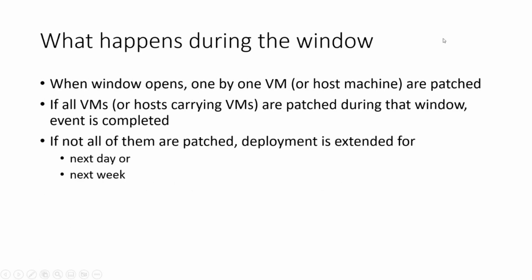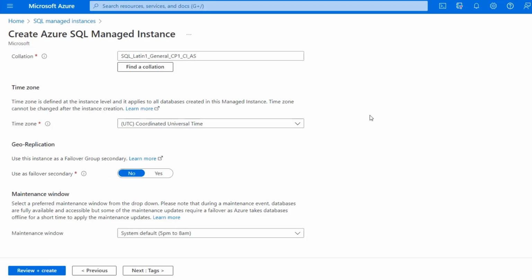And what happens during the window? When the window opens, one by one VM or host machine are being patched. If all VMs or hosts that are carrying VMs are patched during that window, the event is completed. But if not, then this event must be extended for the next day or next week, depending on the maintenance window configuration. Let's go for a quick demo of how to configure a maintenance window.